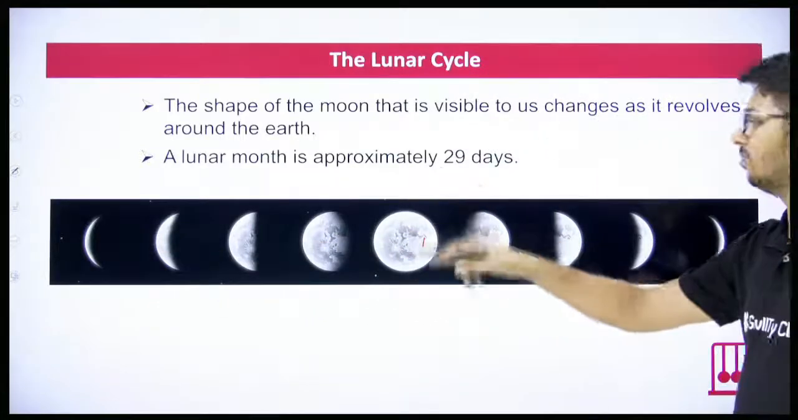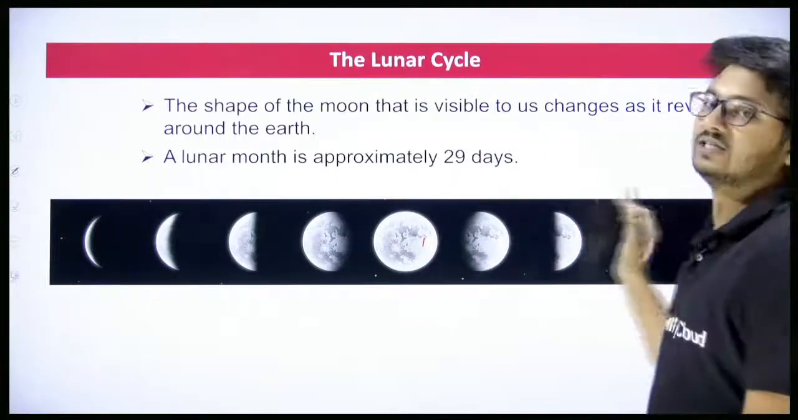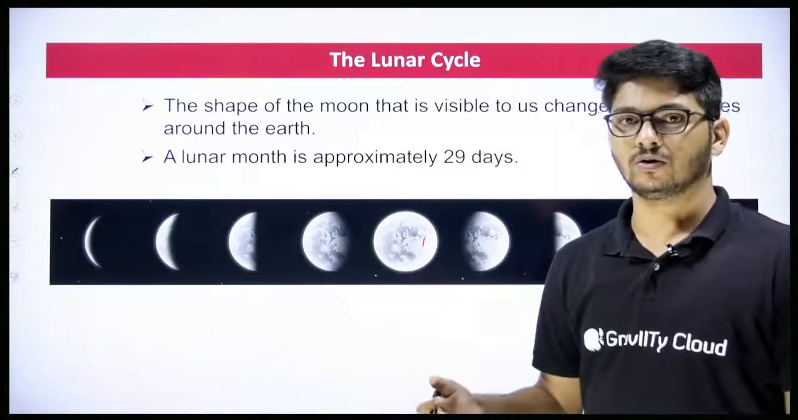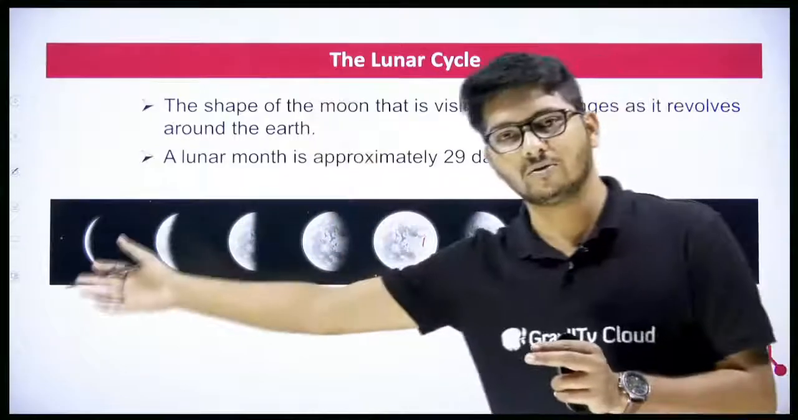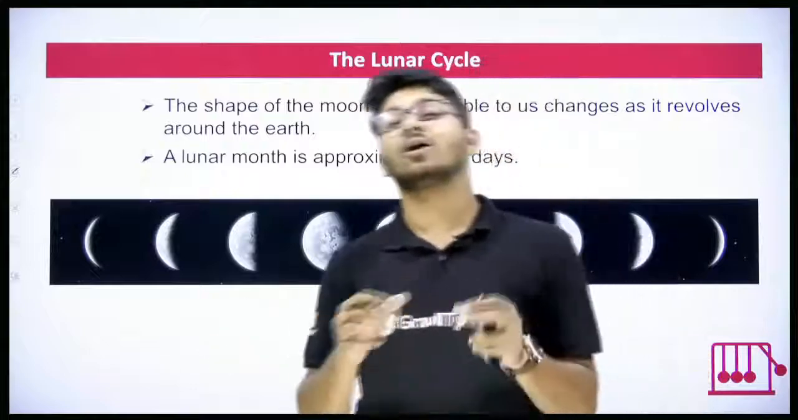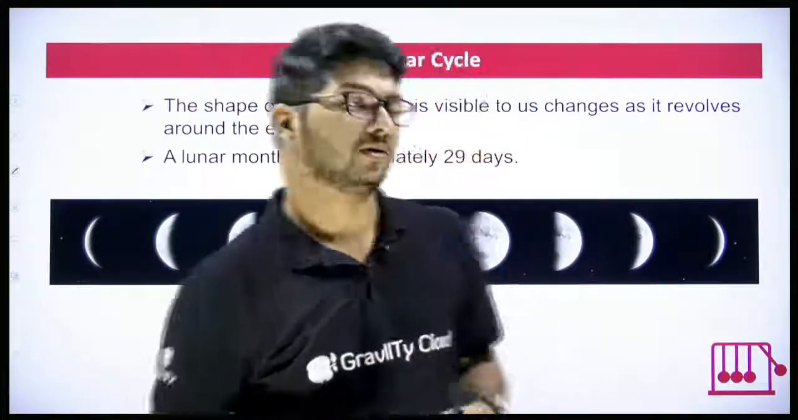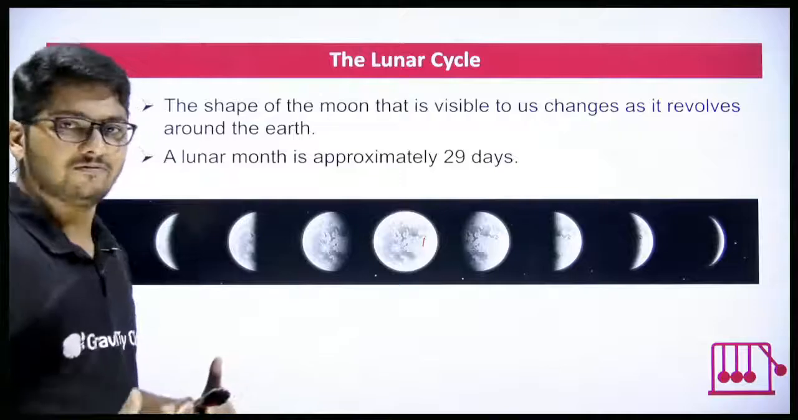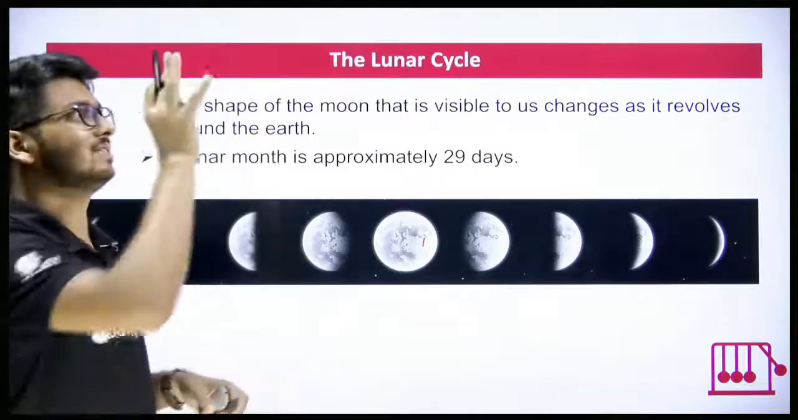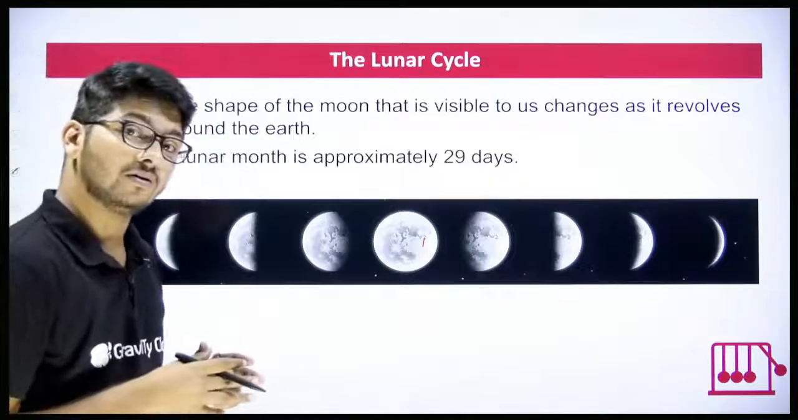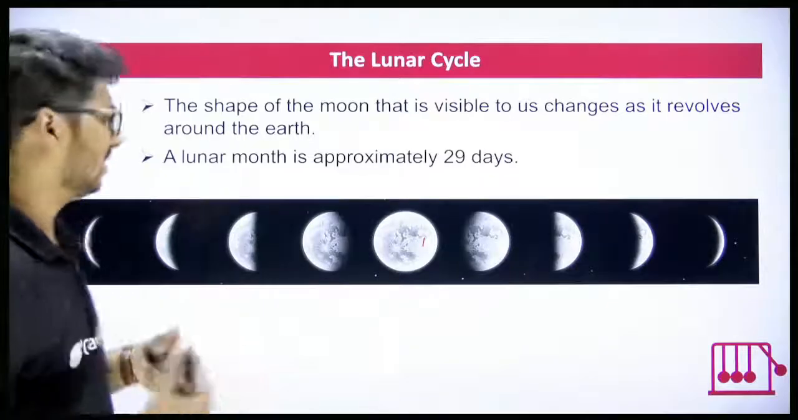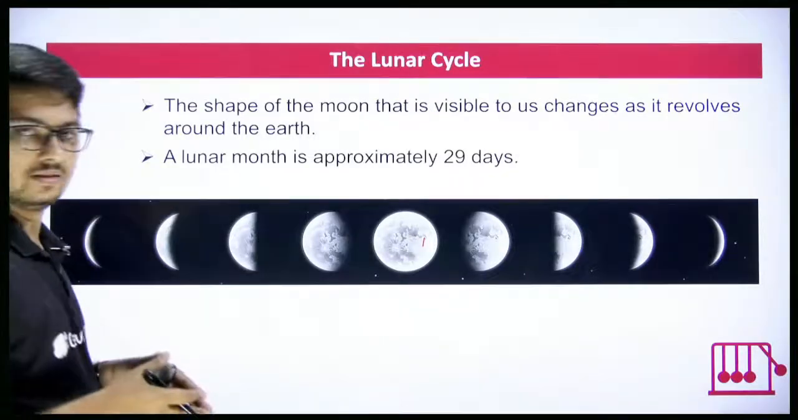This is a full moon. It keeps on changing. So from new moon to full moon and again a new moon, or from one full moon to the other full moon, or from one new moon to the other new moon, that we call a lunar month. You are seeing one moon today. After approximately 29 days, you will see the same moon. It keeps on happening, so we call it a lunar month.